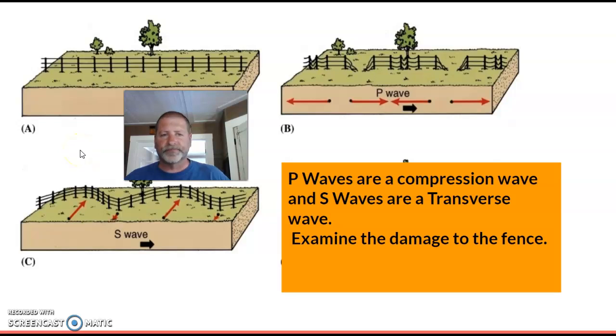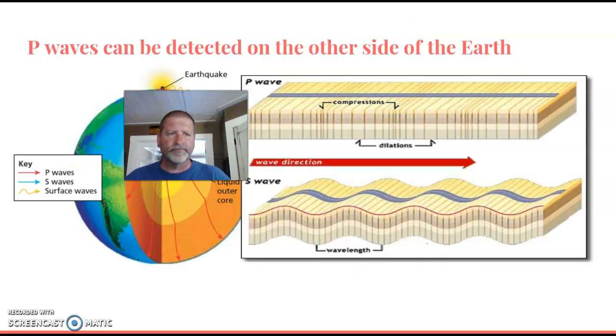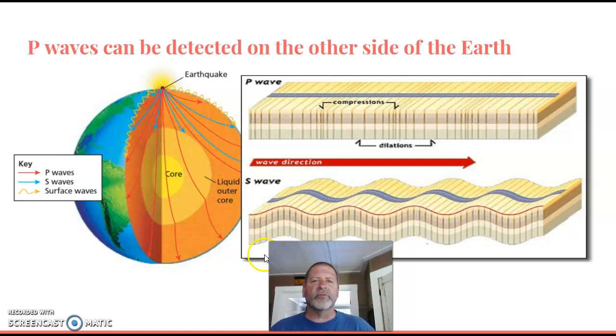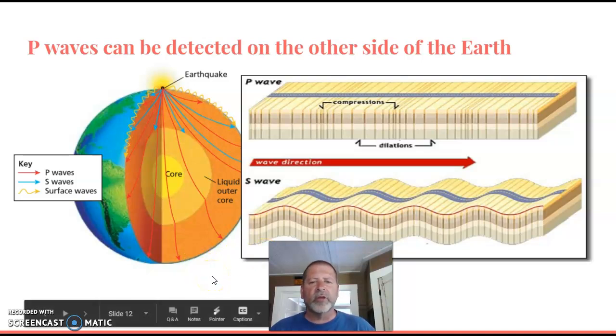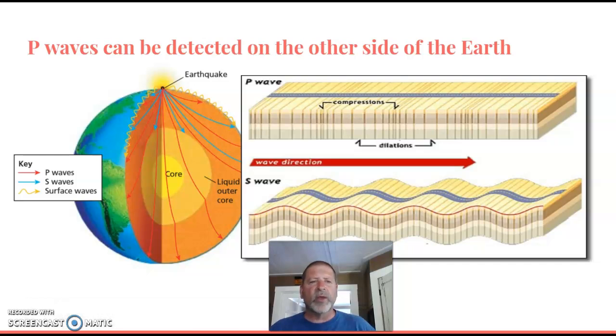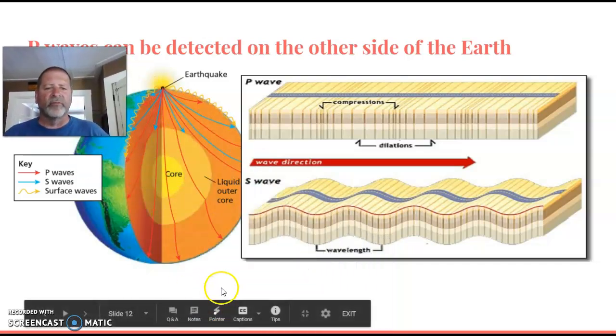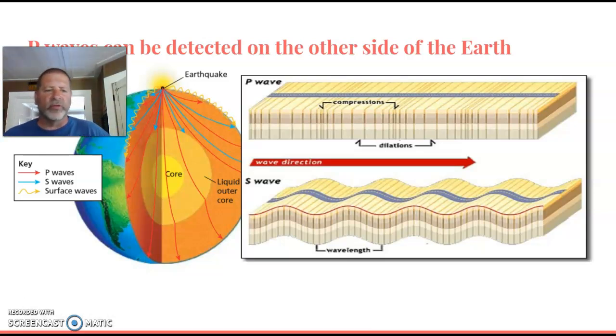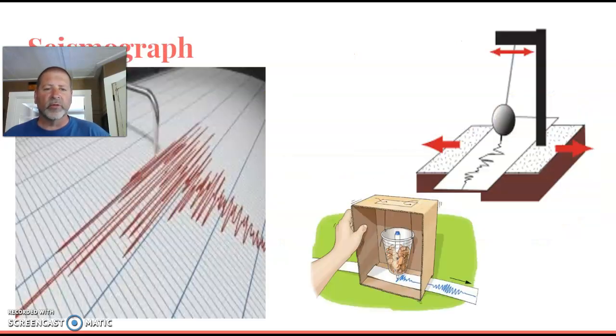They go side to side, and they hit pretty hard. So P waves, like I said, can be detected clear on the other side of the world because they're compressional waves, and S waves get veered off. The outer core kind of pushes them off to the side, and you can't feel those on the other side of the world. They can be felt somewhere else.